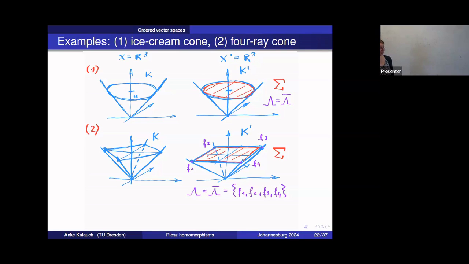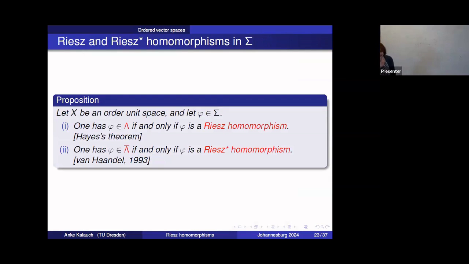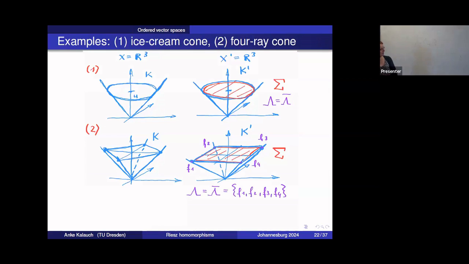In the second case, it's just R4 with the standard form. Now you only have 4 points. It's very easy. So the interesting thing here is that, maybe we go back to the picture. These elements in lambda bar are exactly the Riesz homomorphisms. When you have a whole set of functionals, then you have the positive functionals, K prime, positive operators with range space R, yeah? And you can really see the Riesz homomorphisms, namely, this is exactly the lambda.